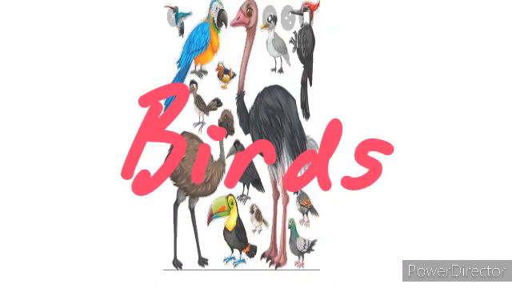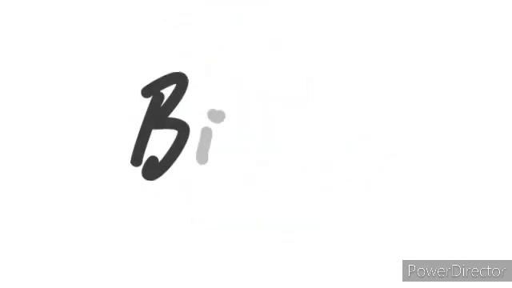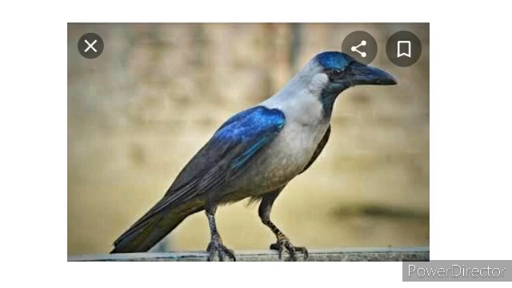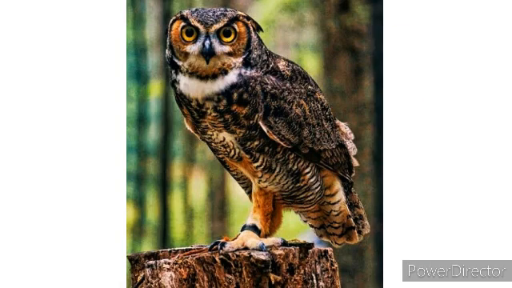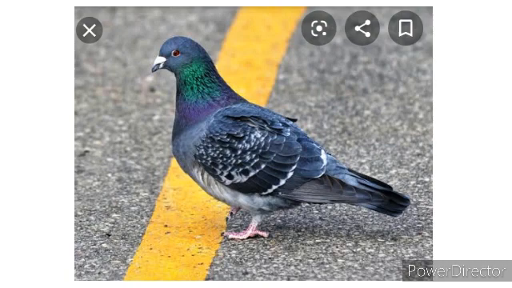So today we will be starting a new chapter for class 3, that is birds. Now when we are talking about birds, birds live everywhere on earth, and as we see, many kinds of birds live around us. Birds which we can see around us are crow, parrot, owl, pigeon. All these birds we can easily see in our day-to-day life.